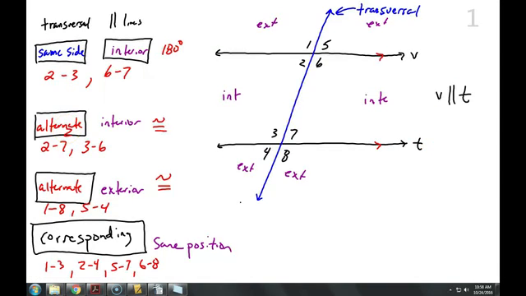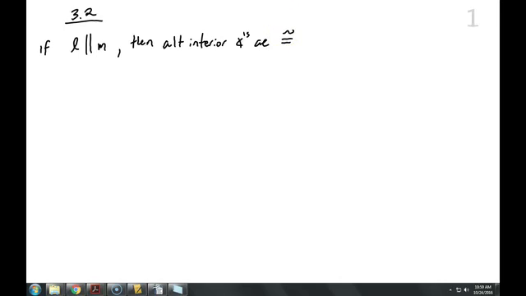if my board cooperates with me. All right, so basically, some things that we have from 3.2. We had a few theorems there. And one of the theorems says that if two lines are parallel, let's just say L is parallel to M, then alternate interior angles are congruent. That was one of our theorems.